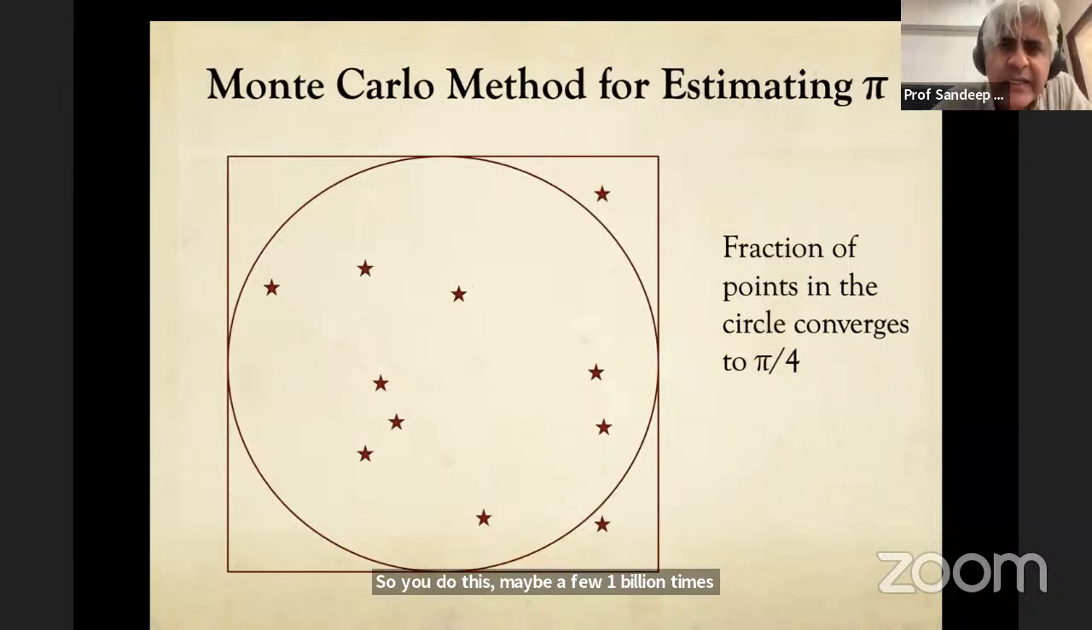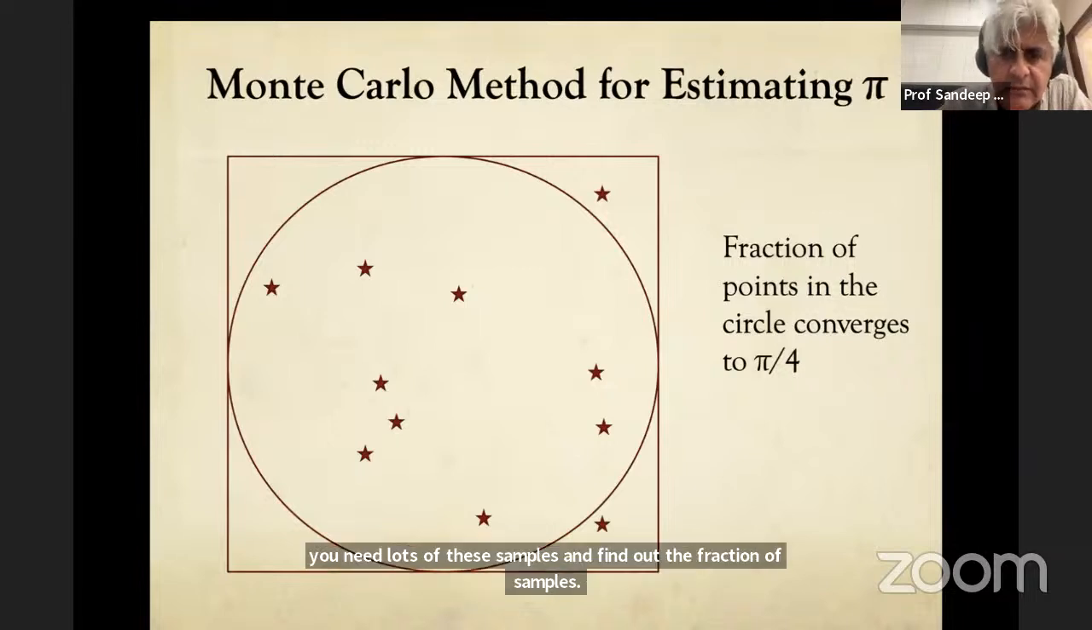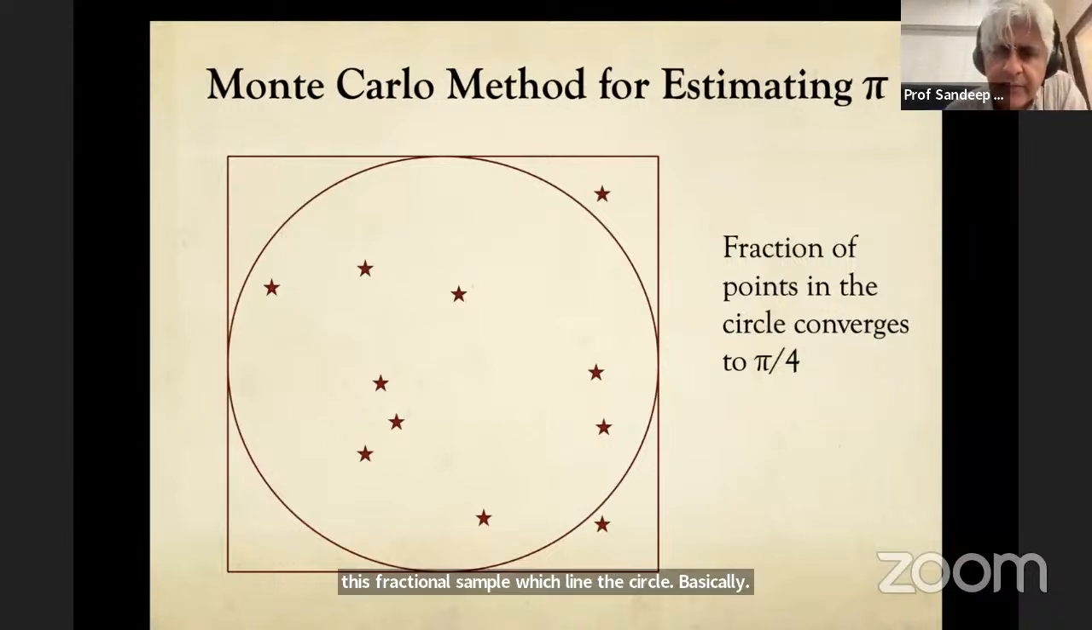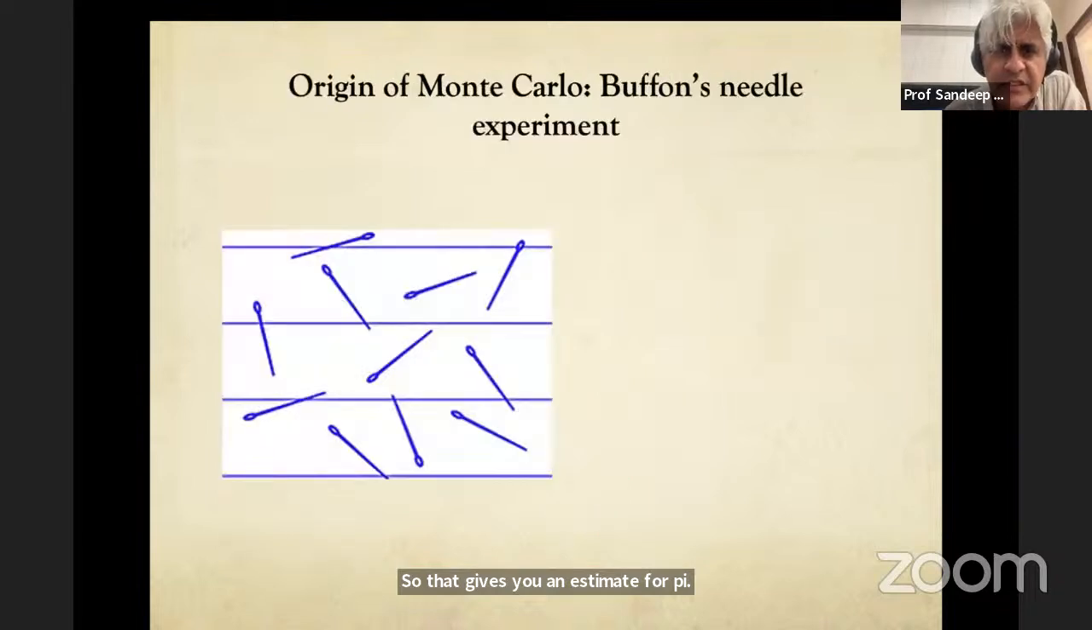Monte Carlo methods really are about being able to generate randomness on computers. Generating these billions or trillions of samples in milliseconds is quite cheap. It's quite easy to do. So you generate lots of these samples and find out the fraction of samples which lie in the circle. That gives you an estimate for pi. You get a pretty good estimate in a matter of milliseconds.